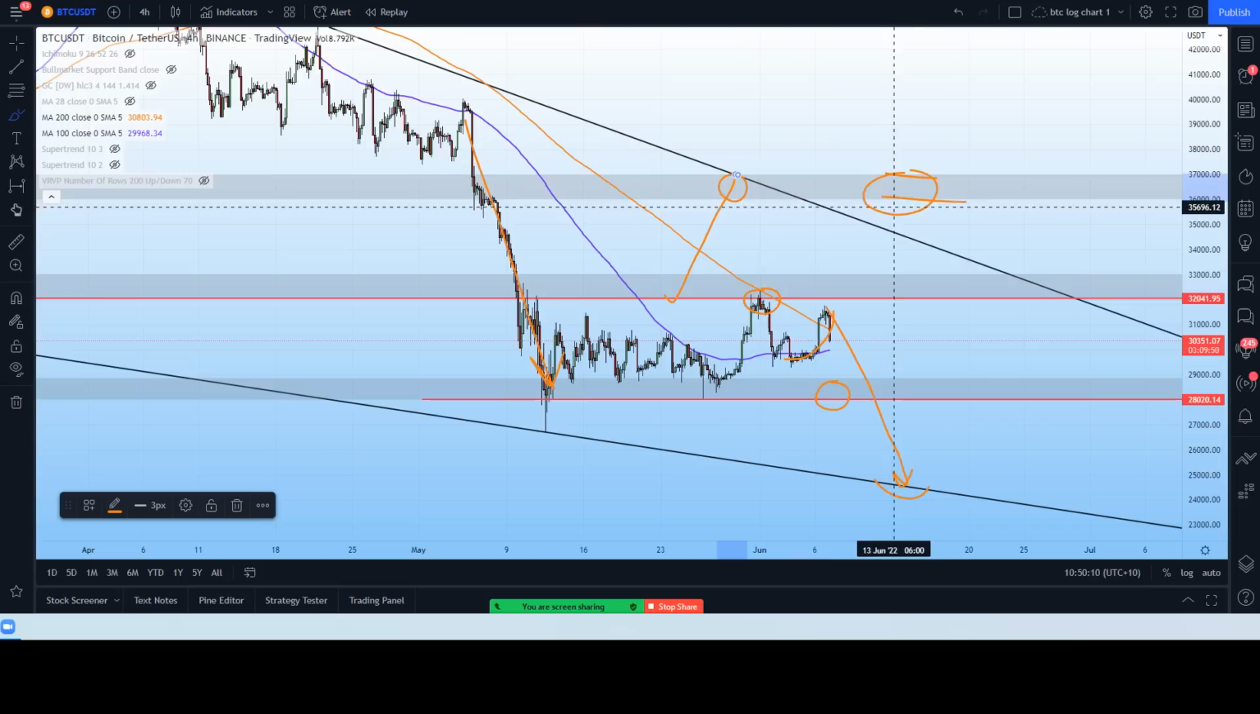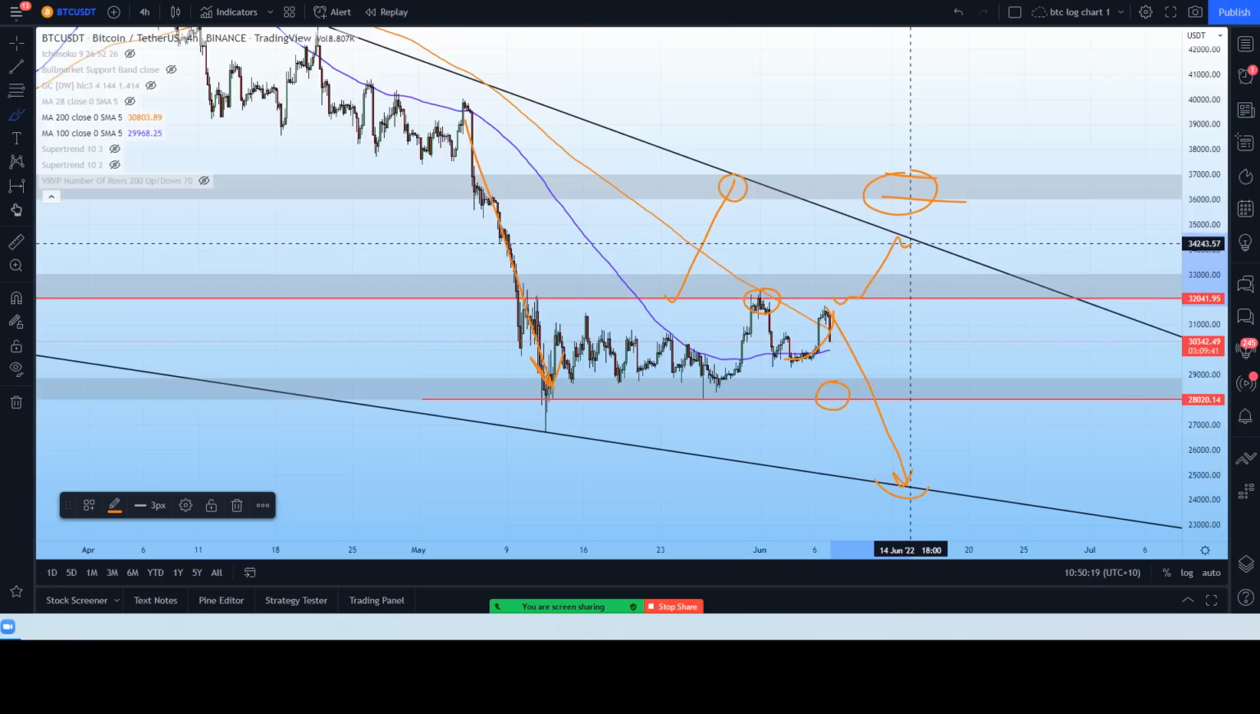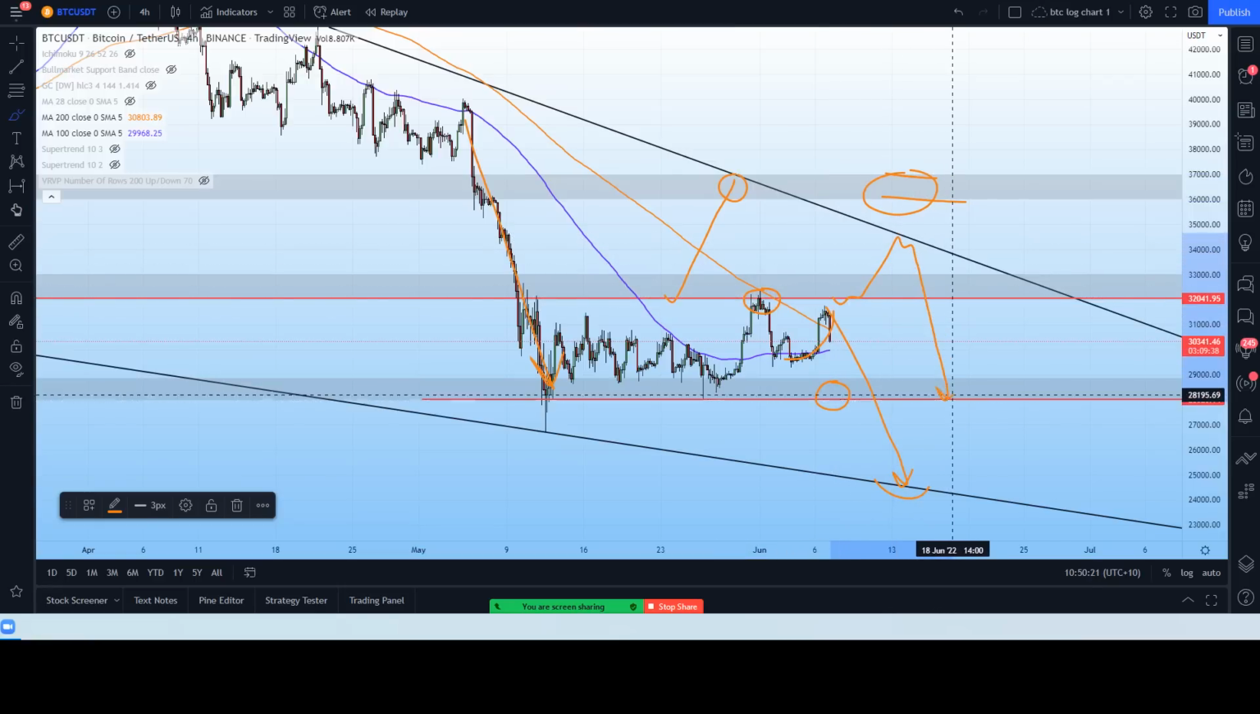Now we can see that that resistance zone is actually outside of that downward sloping resistance of the wedge. So it's more likely to assume if we break 32K, we will find resistance on this wedge and we will not push higher, and that is another possibility.